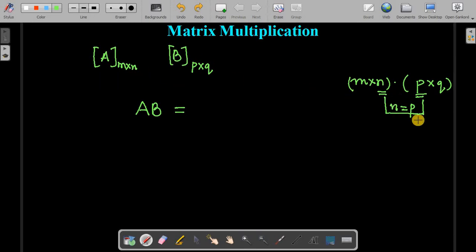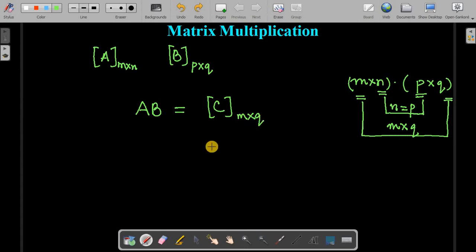So if n is equal to p, then the order of the matrix A into B, suppose if we multiply A into B and we get a matrix C, its order will be: the number of rows will be from the first matrix and the number of columns will be from the second matrix. So the order will be m by q. That is why the order of the matrix C is m by q.